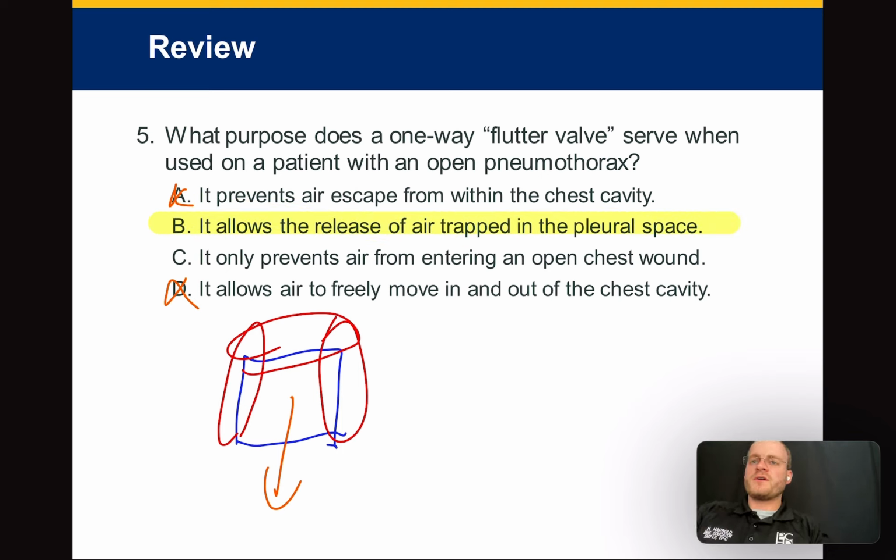This is wrong. Let me show you why this is wrong. I just got thrown off by this question. Let's talk about why this one's wrong. This is wrong because it doesn't only. So you've got to watch for these exclusive words like only. It doesn't only prevent air from entering an open chest wound, but it also allows air to escape out.